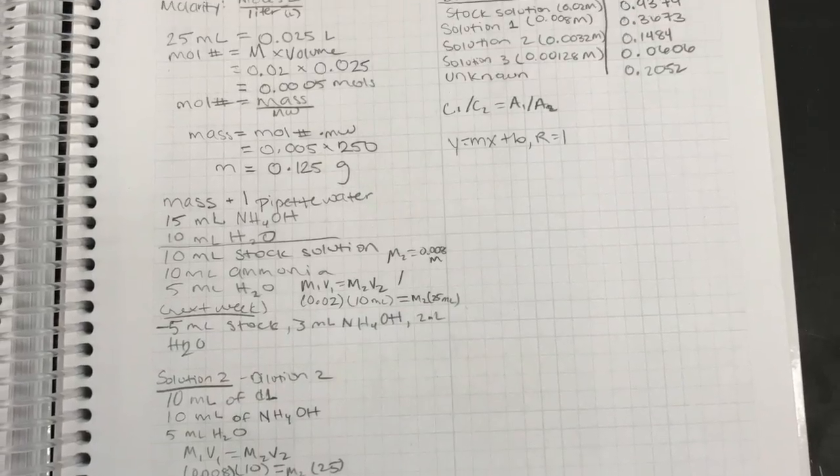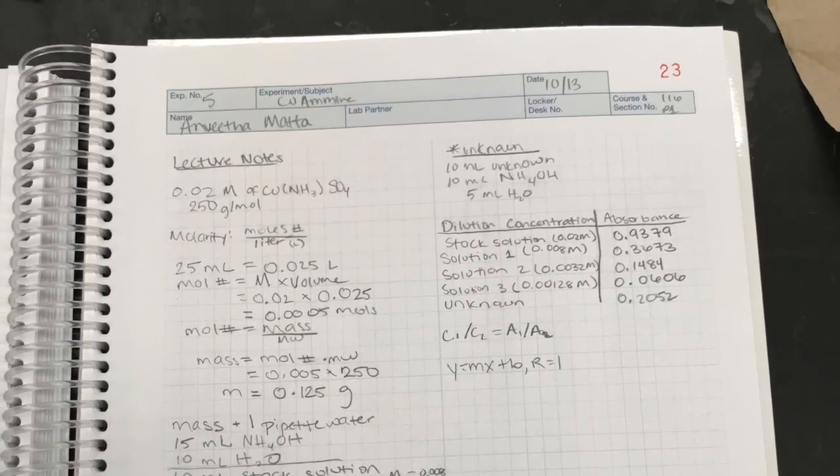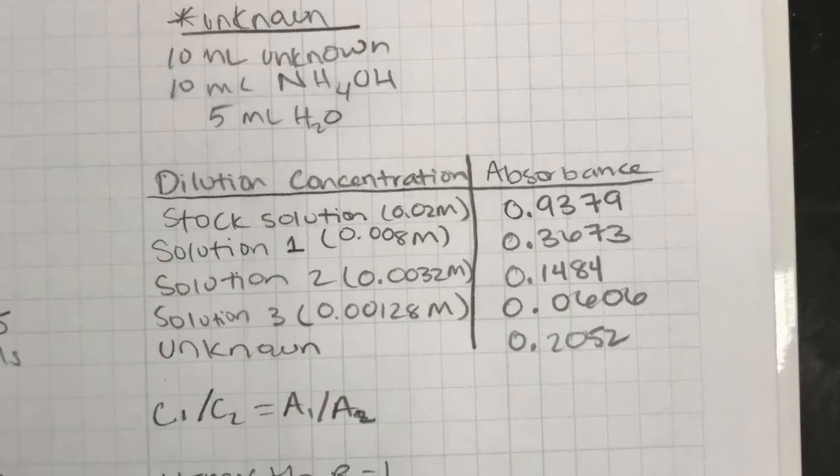After finding the optimal wavelength, you would see the lambda max, which is the peak. This signifies which concentration has the highest absorbance.